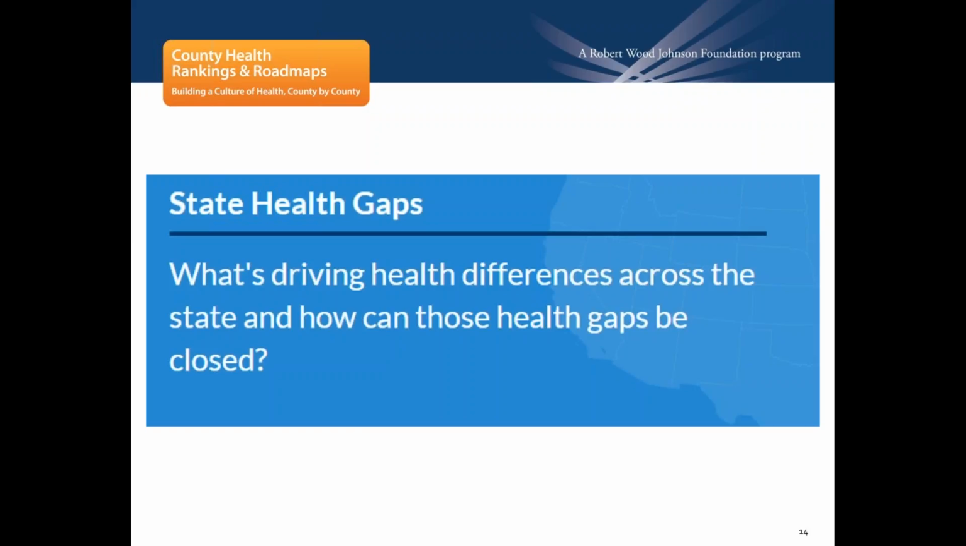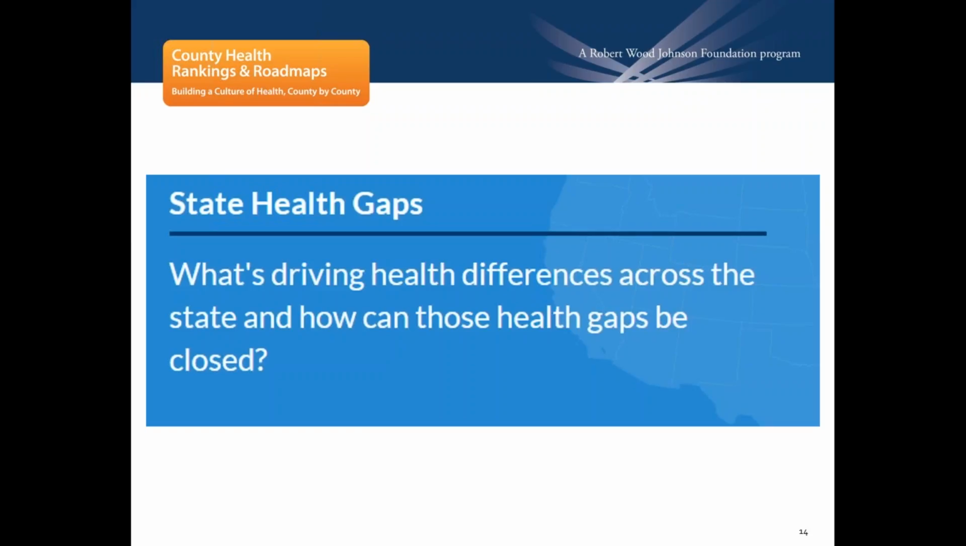As we mentioned before, data is part of your story, but it's not the whole story. To really understand what's happening in your community, you need to engage people in the community to understand who is most impacted by poor opportunity and poor conditions for health, and what changes can be made to make sure that everyone has a fair chance to live a long and healthy life. This conversation guide is a really great place to start having some of those conversations with folks in your community. I just shared a link to both the state health gaps reports and that discussion guide in the chat.